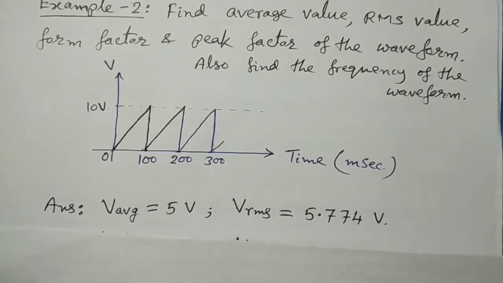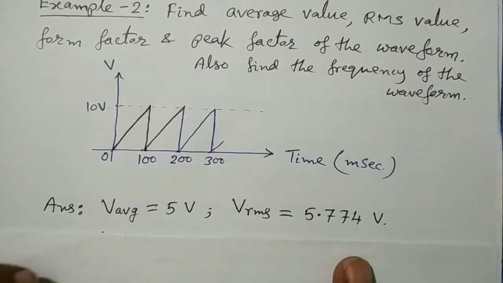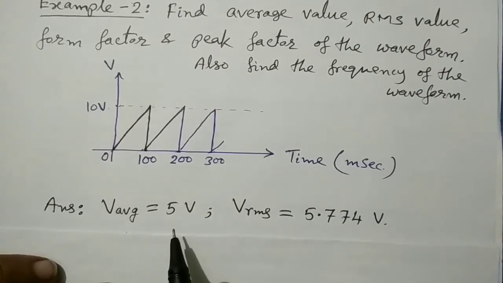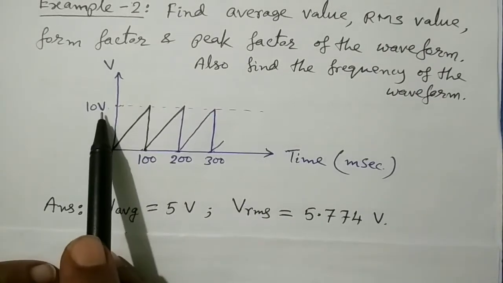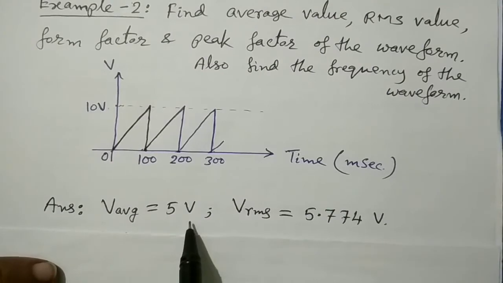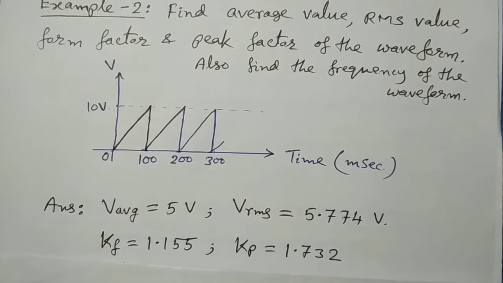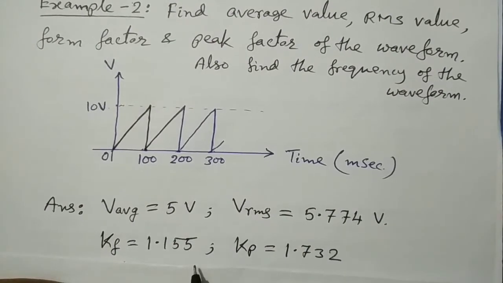So the answers are given here. V average will be 5 volt. Here the maximum value is 10 volt, so the average value is 5 volt. RMS value is 5.774 volt. Its form factor is 1.155 and its peak factor is 1.732.